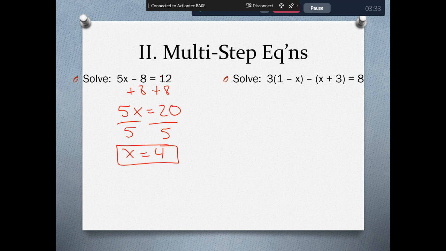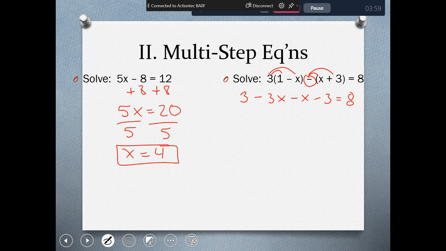Okay, what is my first step? Distribute. So I'm going to distribute my 3 and my negative. So I'm going to have 3 times 1, which is 3. 3 times negative x, which is negative 3x. X times negative, which is negative x. And negative x times 3, which is negative 3. Equals 0, or equals 8.